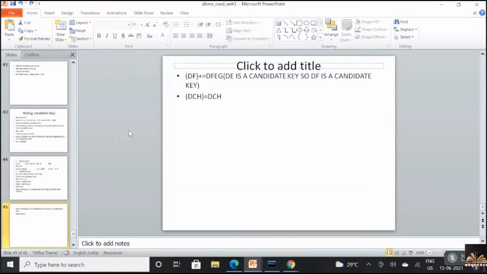And then I'm checking with other things. So DF, DE I've checked. DE is also DF, sorry. DF is a candidate key. Then I'm going with 3 attributes. The same way I have to go with the other possibilities also. So this way you have to work with finding out the different candidate keys.